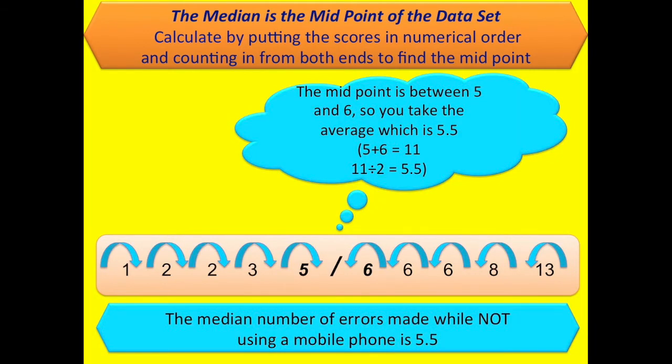Then I've done the same for that second condition of the IV and found the midpoint is between 5 and 6, so 5 add 6 equals 11, 11 divided by 2 equals 5.5. So the median number of errors made while not using a mobile phone is 5.5.